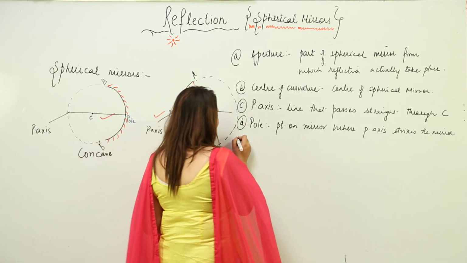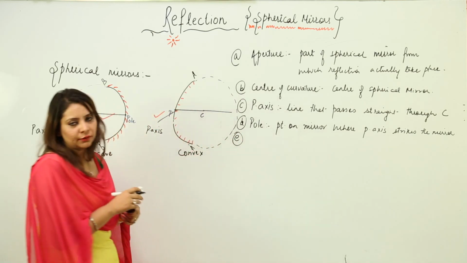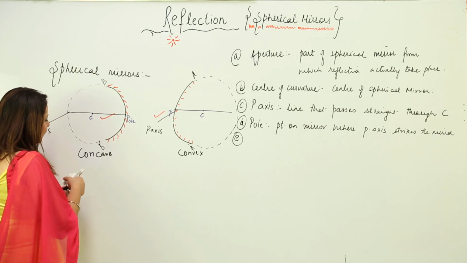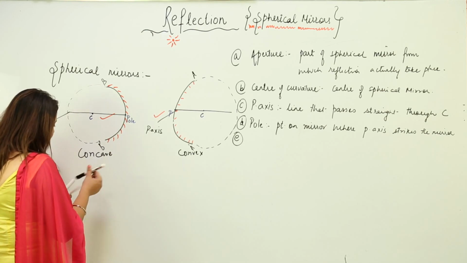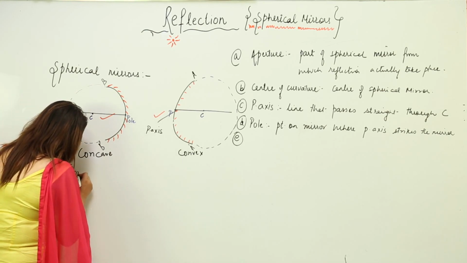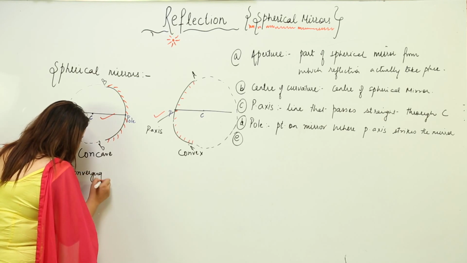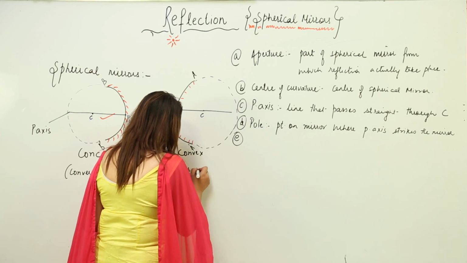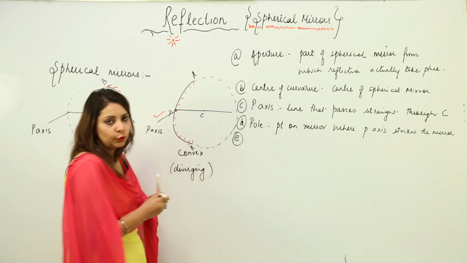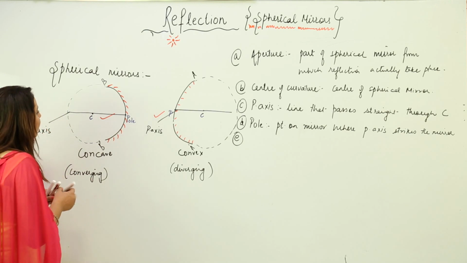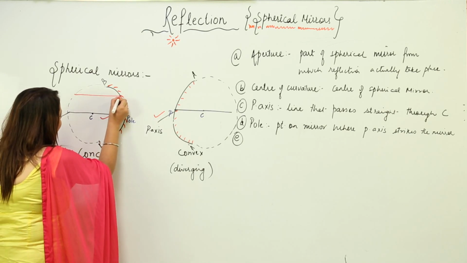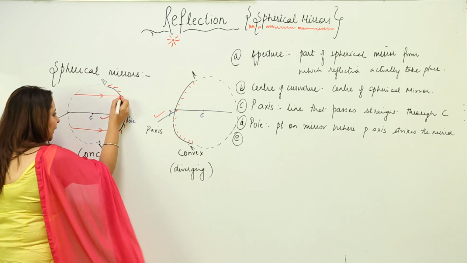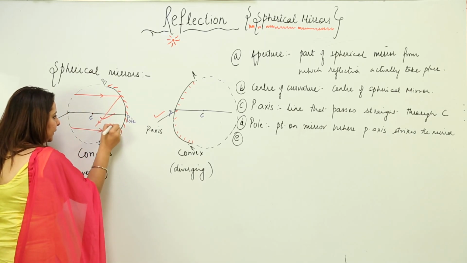Now let us talk about the nature of the concave and convex mirror. If we talk about the nature of the concave mirror, it is said to be a converging mirror. I will discuss what these terms actually mean. And the convex mirror is a diverging mirror. Now what do we mean by saying that? Suppose these are the rays which are incident on a concave mirror. It will get reflected like this. It will get reflected like this.